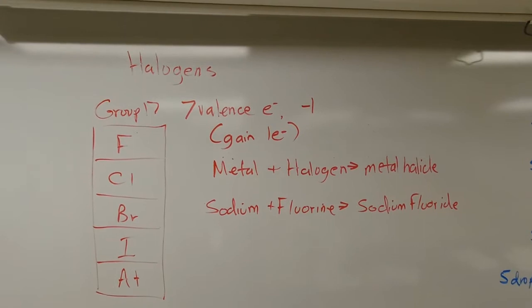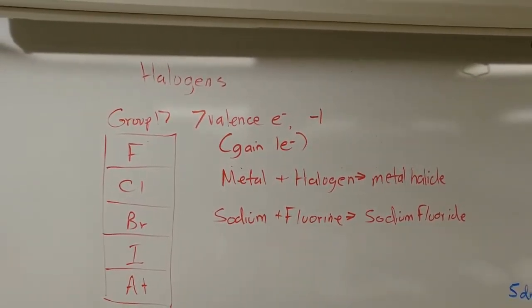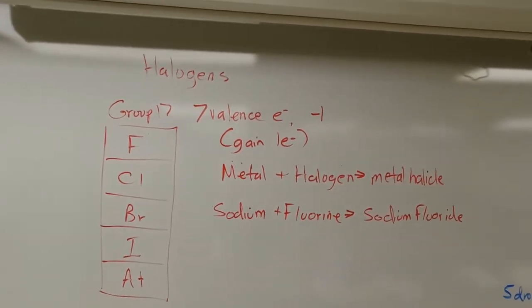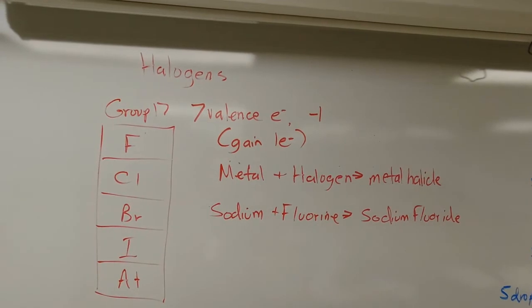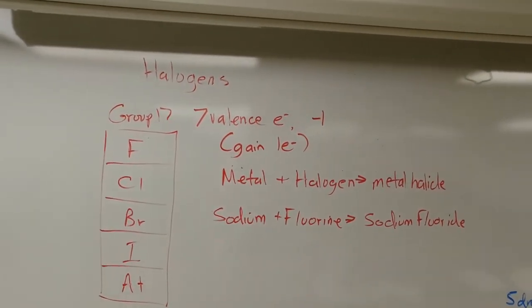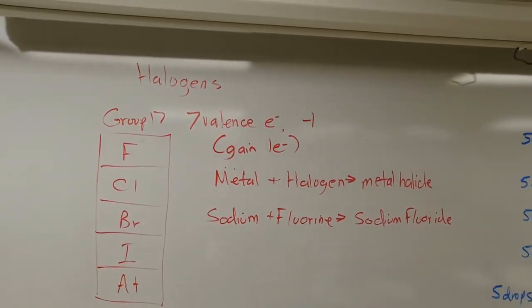Morning, chemists. What we're going to do today is a lab on halogens, or specifically, after they become ions, they're called halides. If you remember, halogens are group 17. That includes the really reactive fluorine, chlorine, bromine, iodine, and astatine. Those things are considered to be really reactive because they have 7 valence electrons. They all have 7 valence electrons.